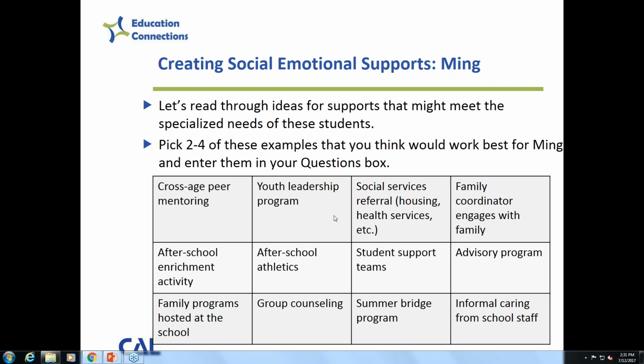We'll give you just a minute to weigh in on what you think might be helpful, which social or emotional supports would be helpful to Ming.